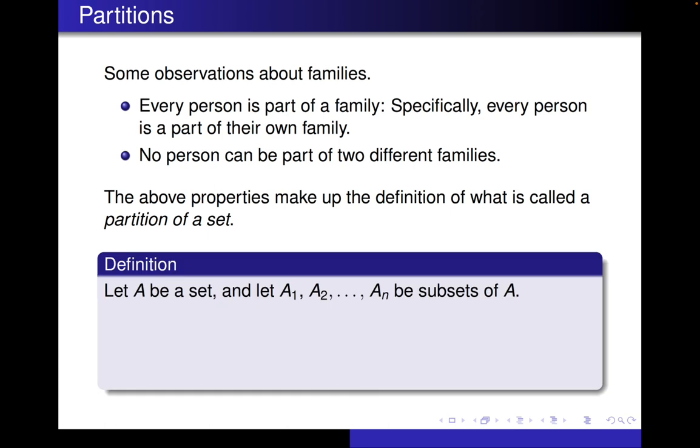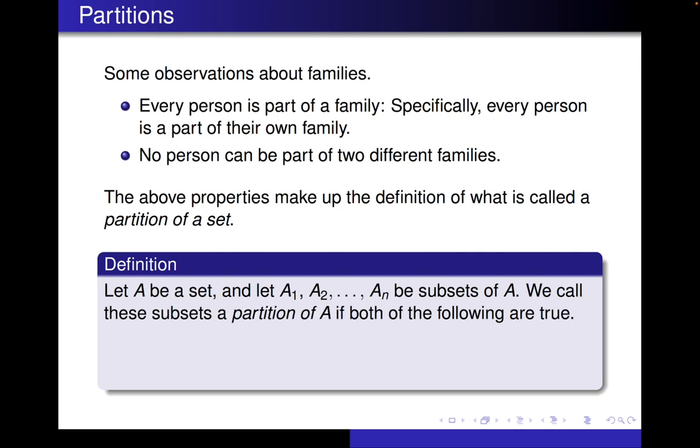All right, so let A be a set, and let A1, A2, etc. through AN be subsets of A. Now, again, we're thinking of this as part of an equivalence class, right? So we're thinking of A1, A2, AN as the different families in that set. So we call these subsets a partition of A if both of the following are true. And each of these is going to go with a bullet point.